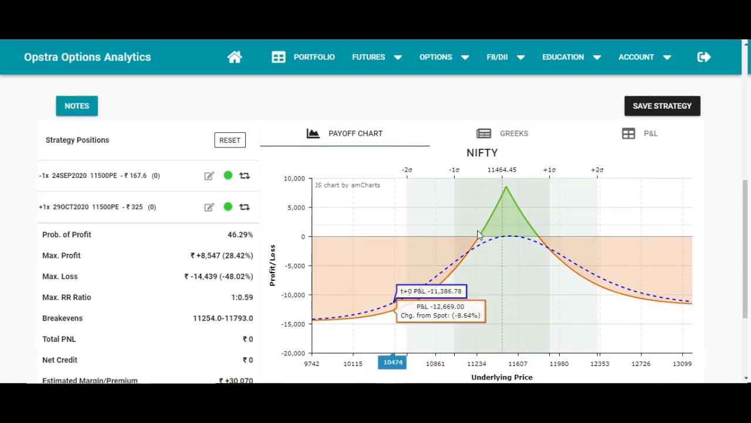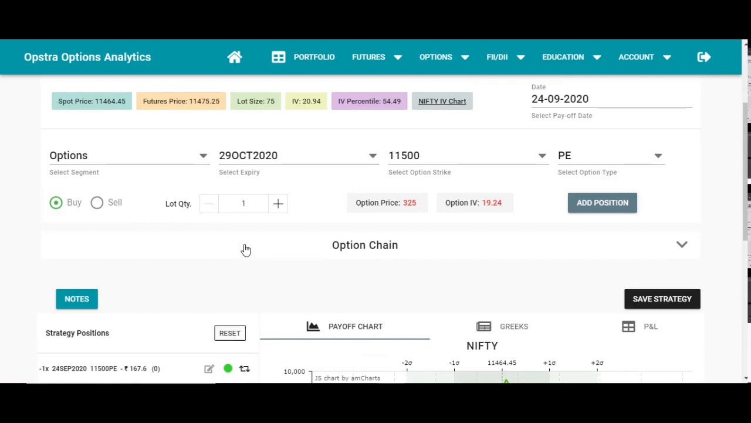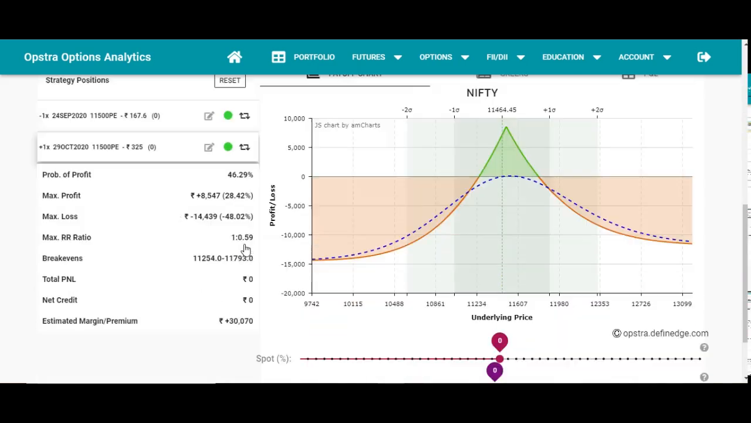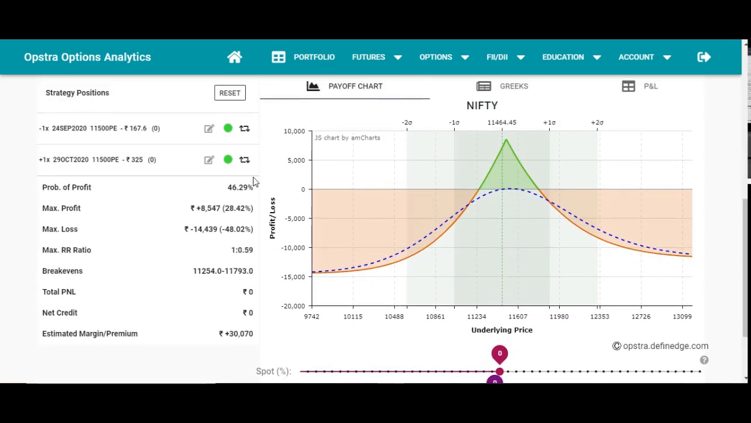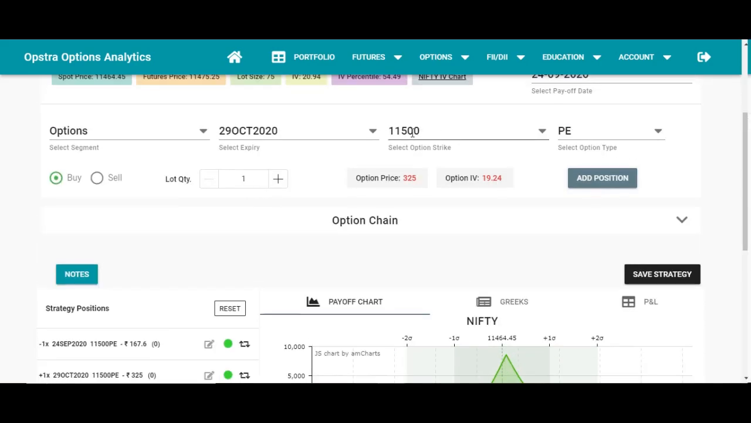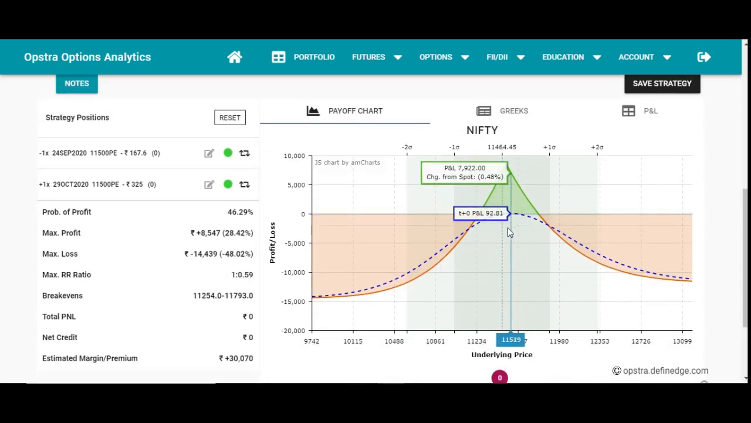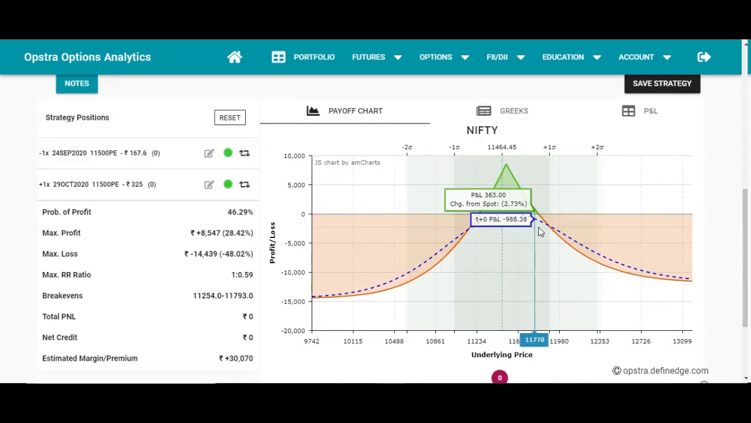Here you can see that the market is at the level of 11,464, and we are creating a put calendar spread at the strike price of 11,500. Here you can see that we have an upside break even at the level of 11,793.